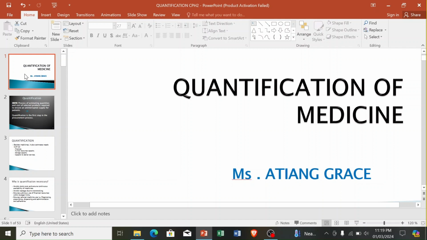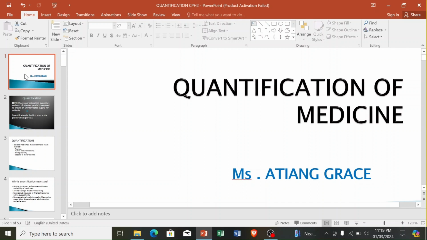Today we are going to look at quantification of medicine. In the previous lecture we looked at the management cycle, where we say that the management cycle of medicine has majorly 4 stages: selection of medicine, procurement of medicine, distribution of medicine, and use. So after medicines are selected, there is need to identify their quantities.